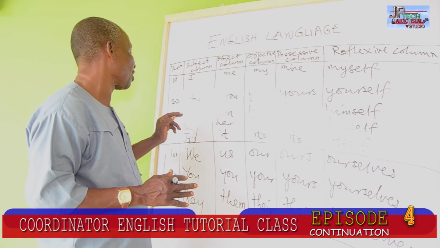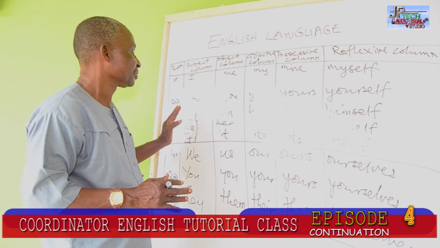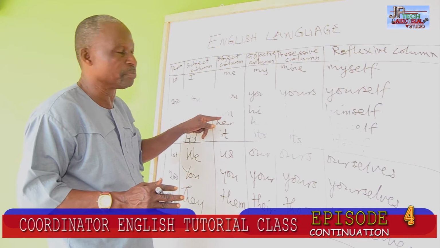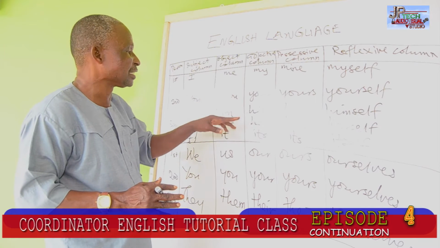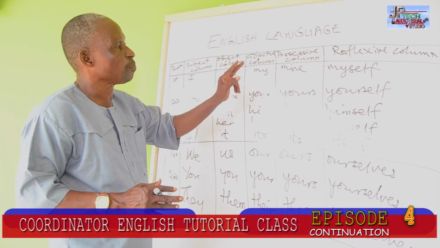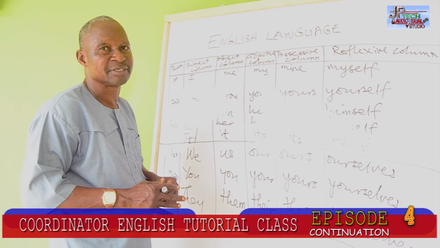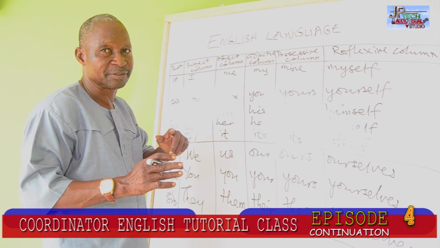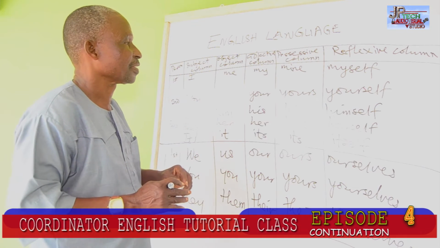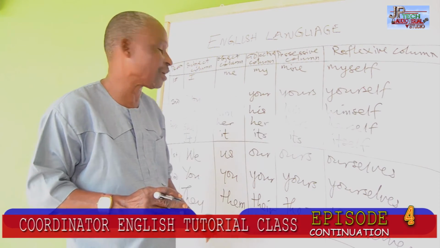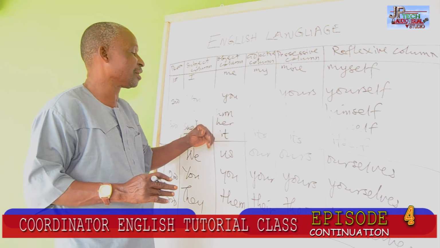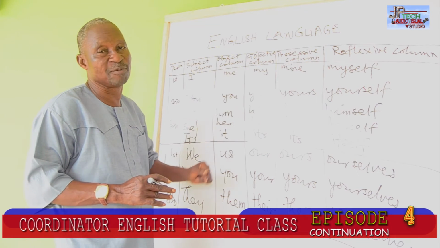Subject column of he. Object column is him. Adjective column is his. Possessive column is his. His is different from his bag. It is his. Reflexive column is himself. She. Object column is her. Adjective column is her.